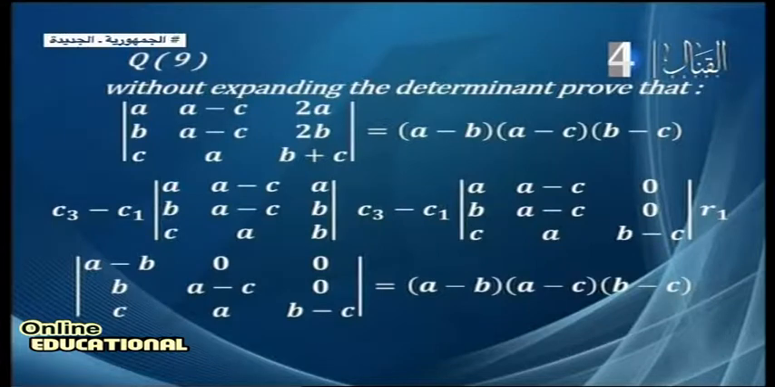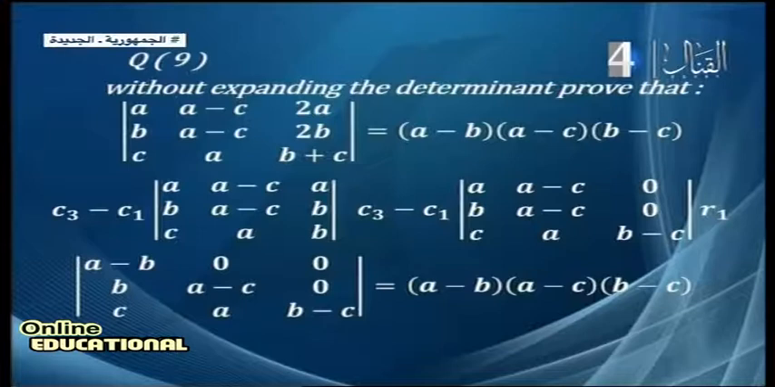Very important proof. Without expanding the determinant, how do we prove the left hand side equals the right hand side? We can join by using the required and given. What is the required? How to prove the determinant equals the product of three brackets: (A minus B) multiplied by (A minus C) multiplied by (B minus C).